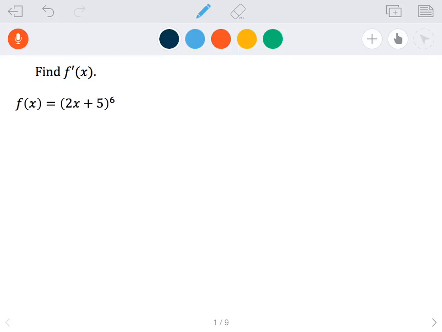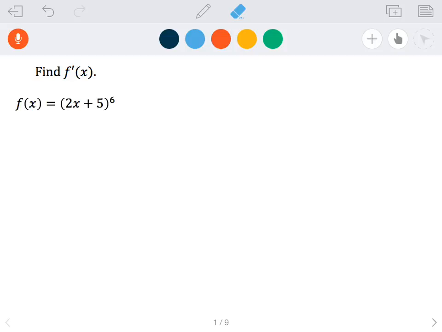Alright, we want to practice using the chain rule. Now in the notes, we saw this process of taking the derivative of the function in terms of u times the derivative of u, and sometimes that just gets to be a little bit confusing. Alright, and I understand that. So what I want to show you is how I actually think about these problems.